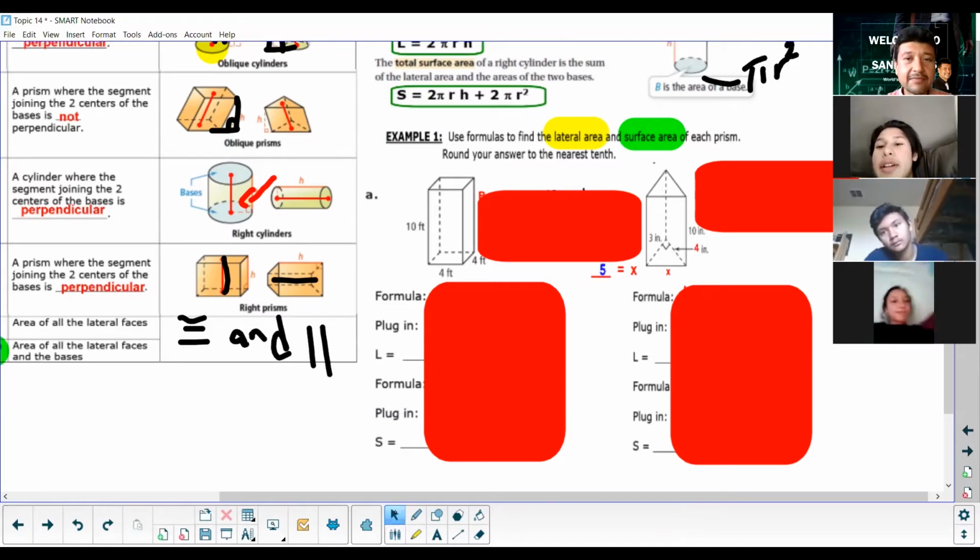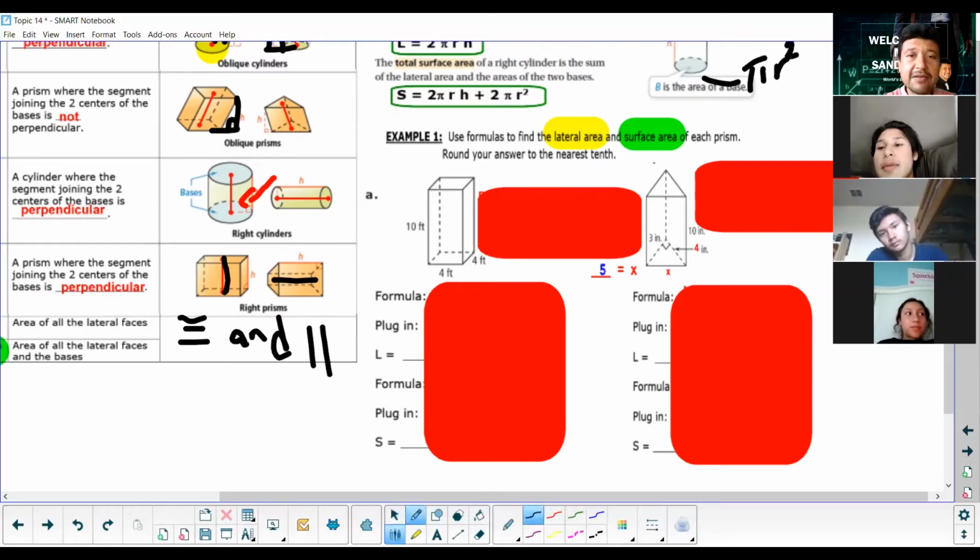So we've got to find the formula again. Well, we're going to do it with lateral. Now remember, with lateral, it was base times the height, or, well, no, it was perimeter. Remember, the lateral area for a prism was perimeter times height, lateral area, right? So find the perimeter. How much is the perimeter?